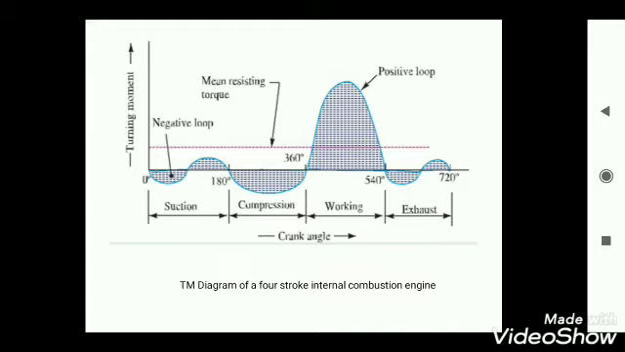Now in the 4-stroke combustion engine there are basically 4 strokes: suction, compression, power and exhaust stroke, and here each stroke has 0 to 180 degrees. So 180 multiplied by 4, it is 0 to 720 degrees, or we can say it is 4 pi radians.